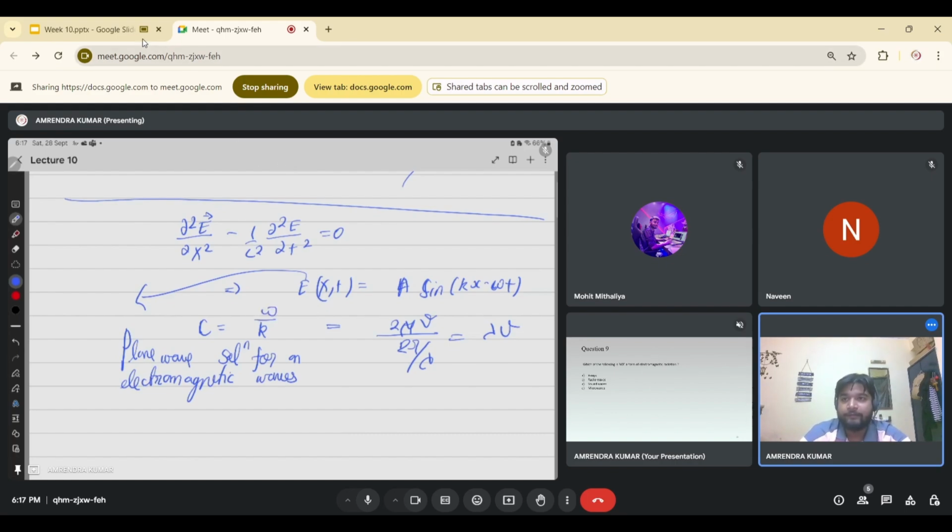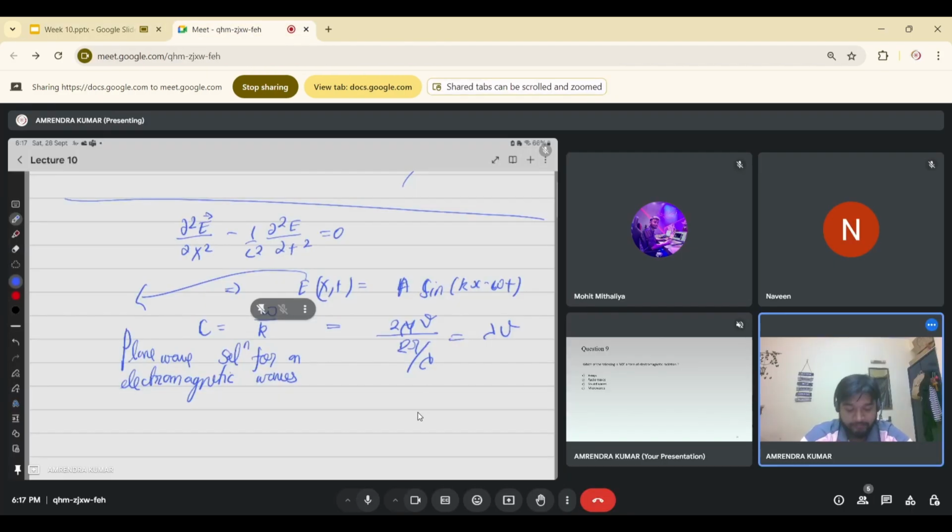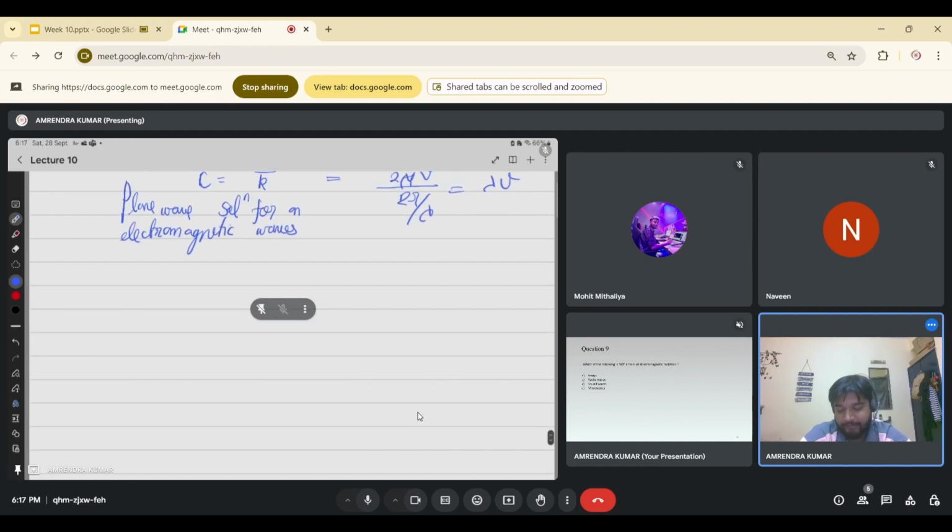But what we are asked is which of the following is not electromagnetic radiation: X-rays, radio waves, sound waves, microwaves. We can see that it is sound waves. Let's first start with the X-ray. X-rays are part of the radiation spectrum.